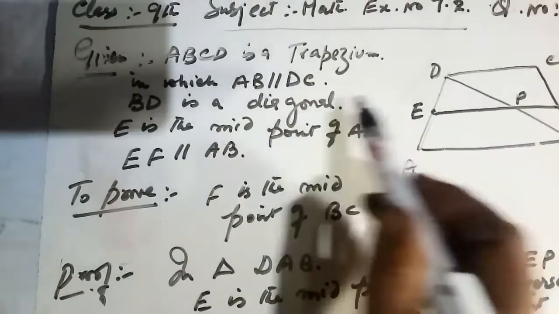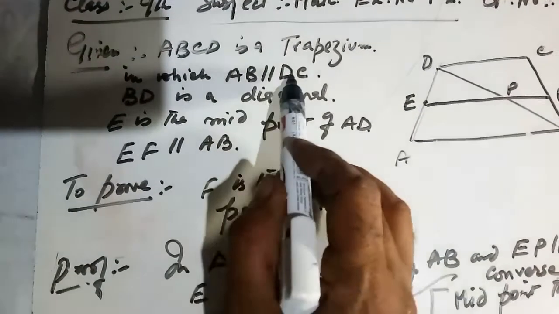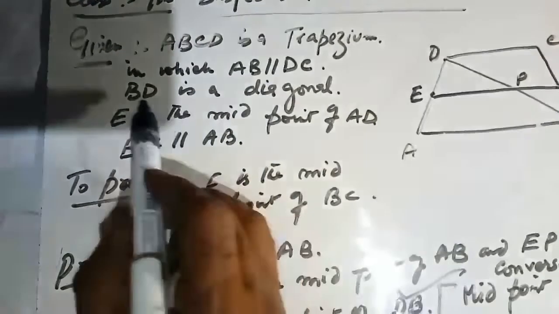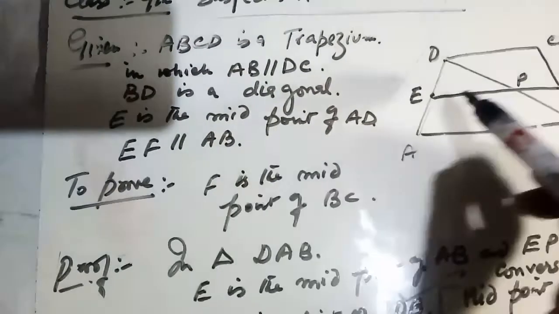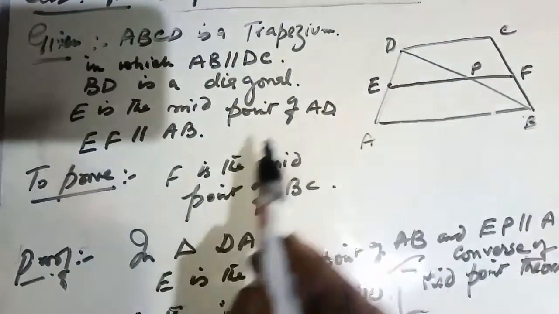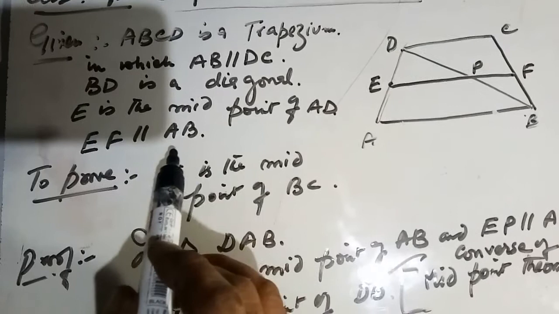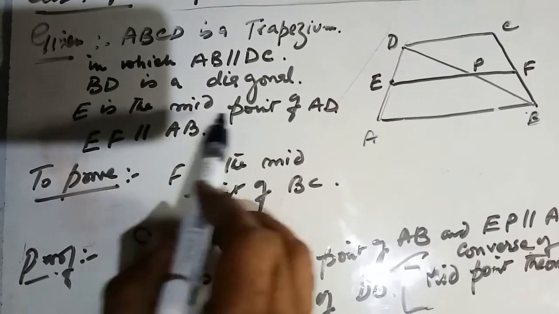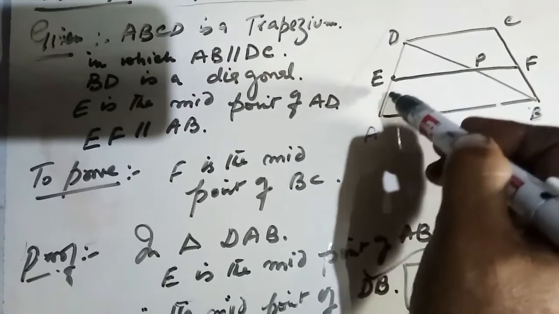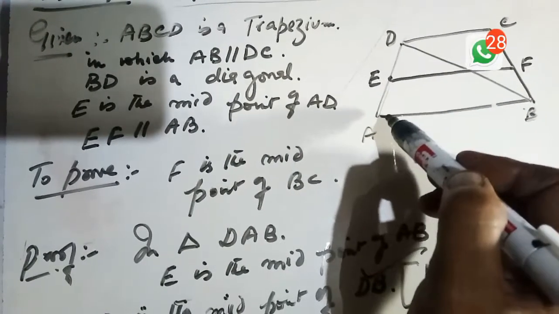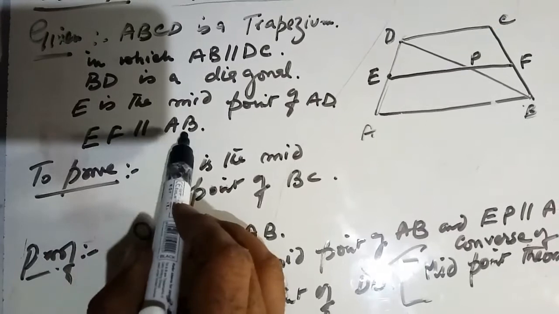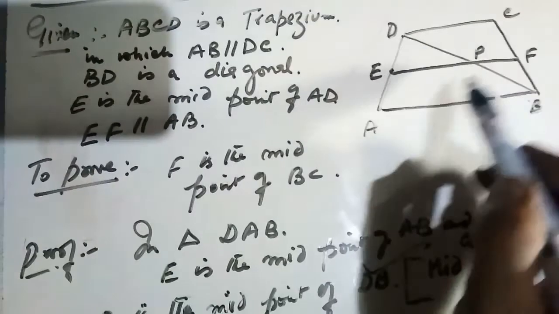ABCD is a trapezium in which AB is parallel to DC. This AB line is parallel to DC line. BD is a diagonal. E is the midpoint of AD, and EF is parallel to AB, and this EF line is parallel to AB.